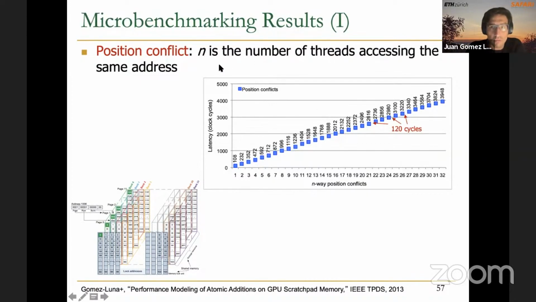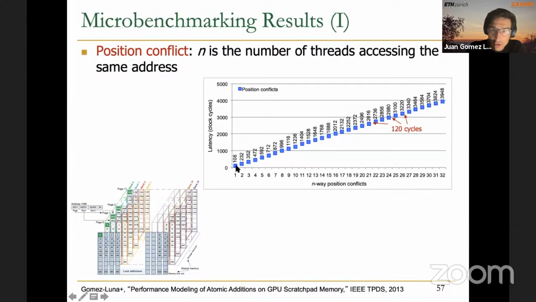And in particular here, we call N the number of threads that access the same address, so the number of threads that are really causing an atomic conflict. And this goes from 1 to 32. One clear observation when measuring the latency in clock cycles is that the more threads have to update the same position, the larger the latency will be.